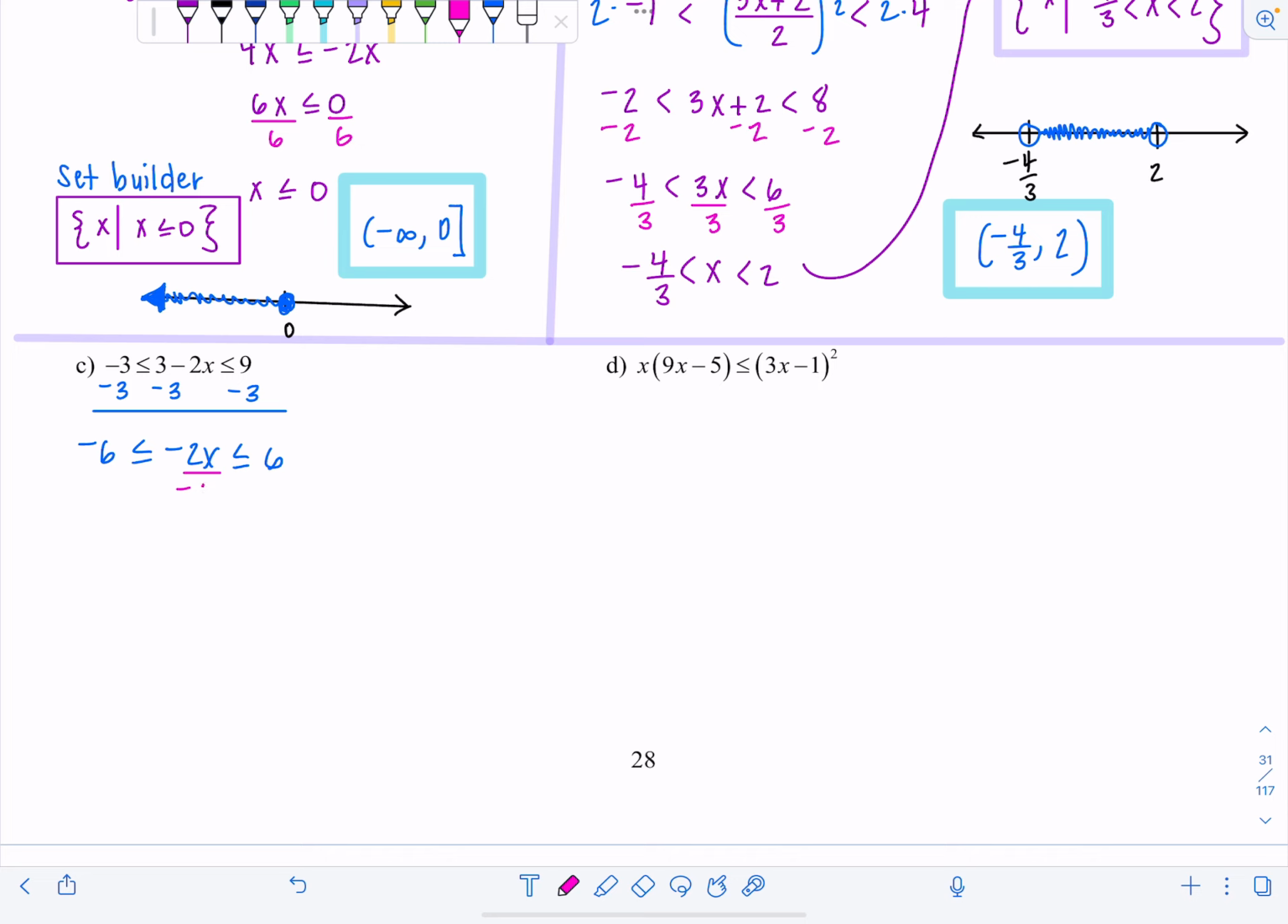Next, I'm going to divide through by -2, but be careful. In doing so, now I have to flip the direction of the inequality. So I have 3 is greater than or equal to x is greater than or equal to -3.